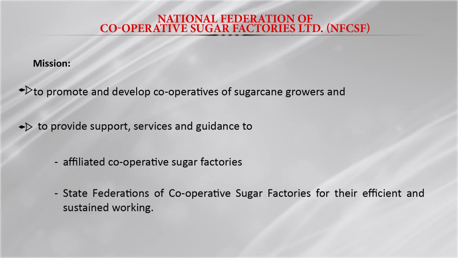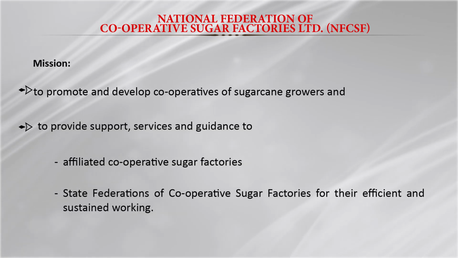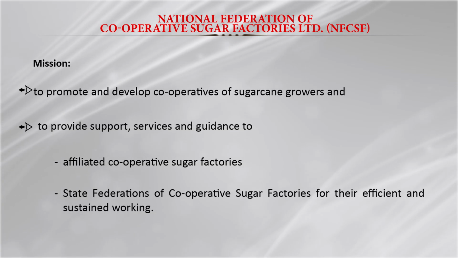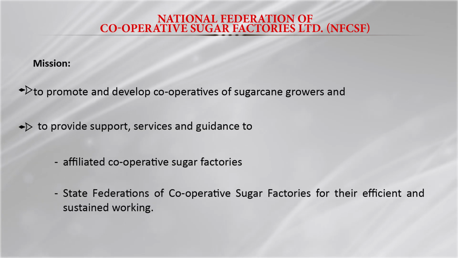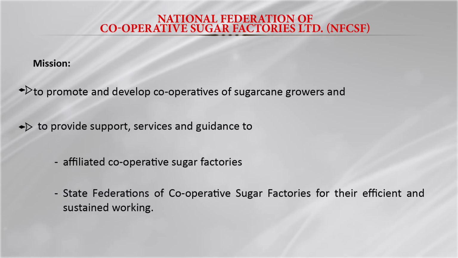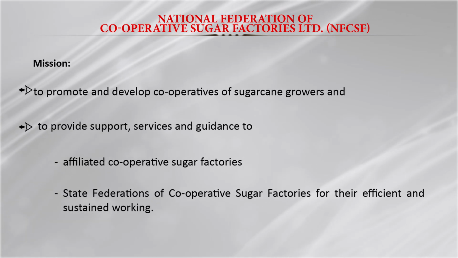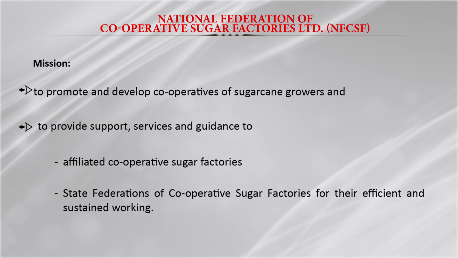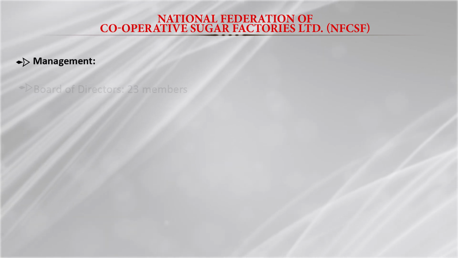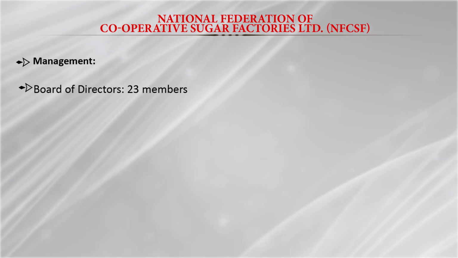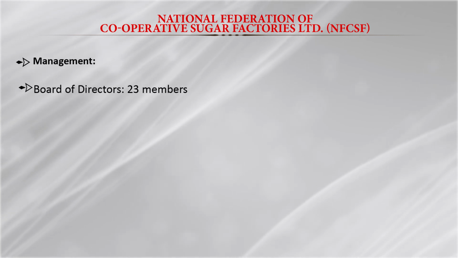And the ultimate objective is to make this cooperative sugar factory or state federation efficient. So they provide all types of support, in guidance and technical support, supervision, and they also undertake promotional activities for the sugar factories in the country. And in management, there are 23 members on the board of directors of this national federation.